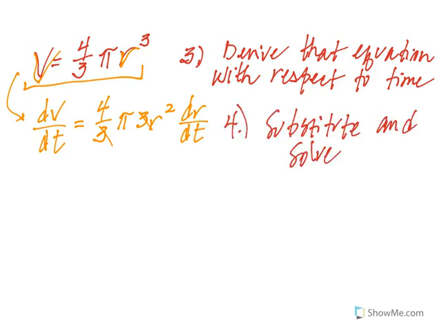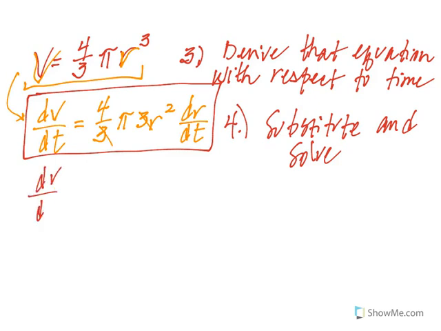Substitute and solve. It's very, very important that you do not substitute until the very final step. If you substitute too early, you're going to have too many constants in your equation, and when you derive them, they're going to go to 0, and you will have nothing to work with. So I'm going to take this equation right here. I'm going to substitute in my constants, and I'm going to solve. So let me just write down the cleaned up version. I got dV dt is equal to 4 pi r squared dr over dt.